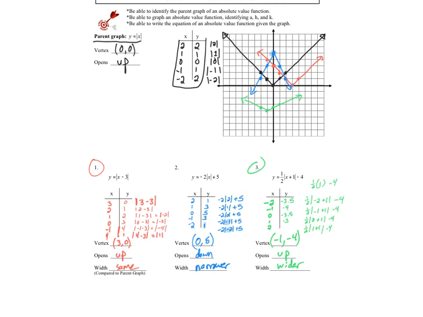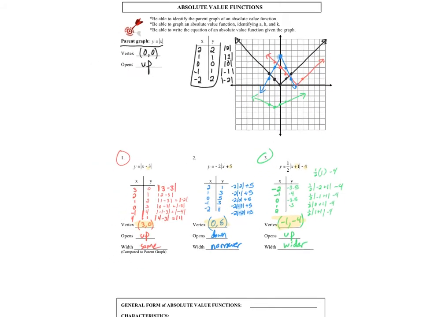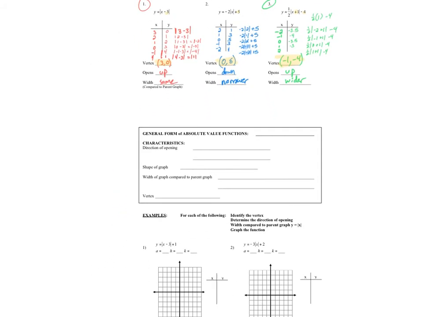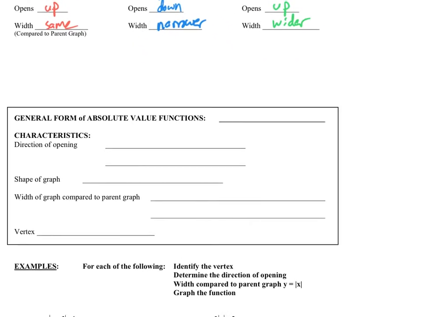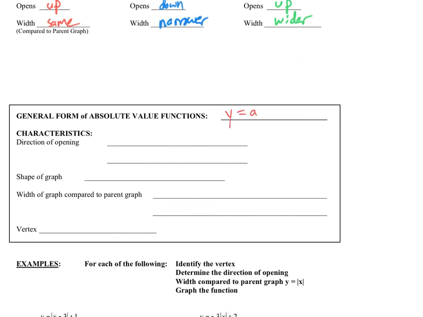Okay, so I'm going to point out that if you look at the vertex, it is -1, -4. So that 1 and the 4 came from here. The 1 and the 4 come from how that equation is written. Okay, we're going to talk about that on the next page and how we can graph these without making a table. There's actually a shortcut kind of way to graph these. So the general form for these equations is y equals a times the absolute value of x minus h plus k.